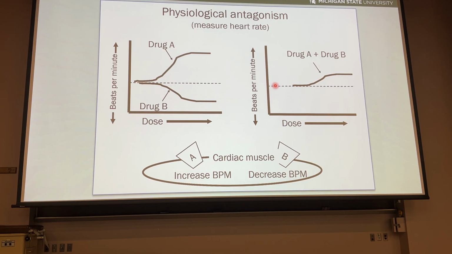How does that sound, everybody? Good. Good. Okay, so pharmacological, chemical, physiological antagonism.